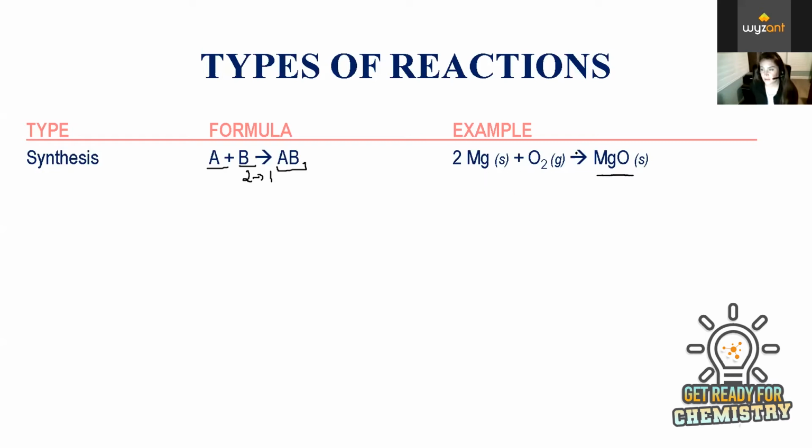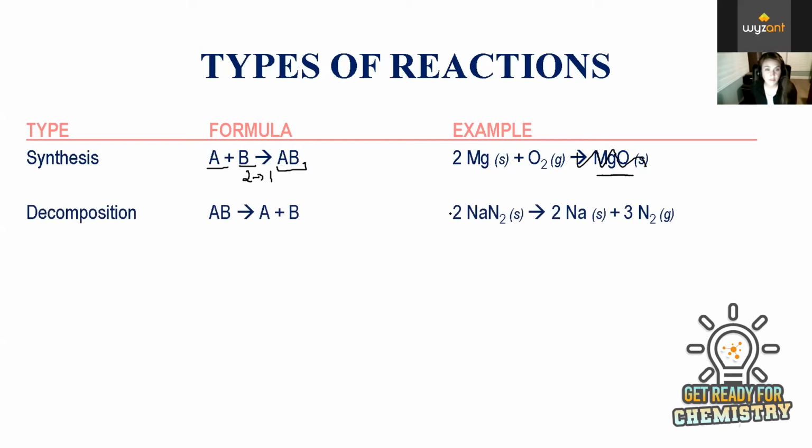So this is an example of a synthesis. If you didn't see the product, you could pretty much assume this is going to be synthesis because there's nothing else that this can really do besides come together. You have 2 elements by themselves, so by default, this would be a synthesis reaction.